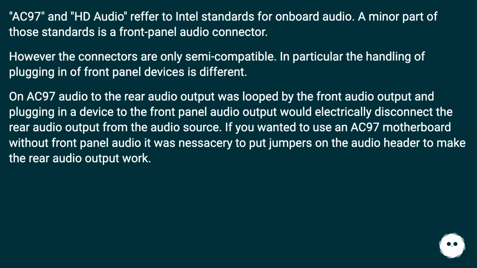AC97 and HD audio refer to Intel standards for onboard audio. A minor part of those standards is a front panel audio connector. However, the connectors are only semi-compatible. In particular, the handling of plugging in of front panel devices is different. On AC97, audio to the rear audio output was looped by the front audio output, and plugging in a device to the front panel audio output would electrically disconnect the rear audio output from the audio source. If you wanted to use an AC97 motherboard without front panel audio, it was necessary to put jumpers on the audio header to make the rear audio output work.